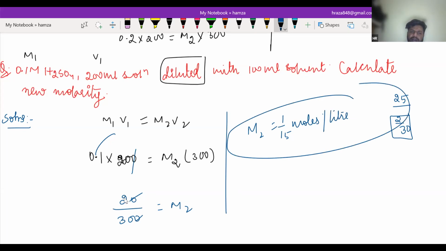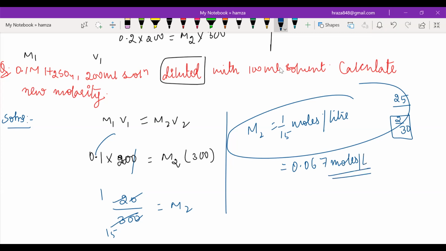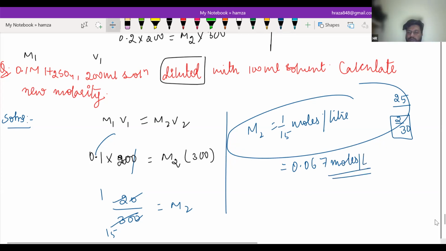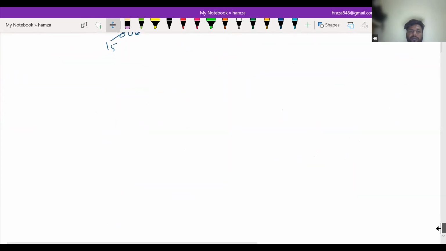We can calculate it now. 1 by 15, or 2 by 30, same. So it will have a decimal value 0.067 moles per liter. Yes, I got the same. Very good.